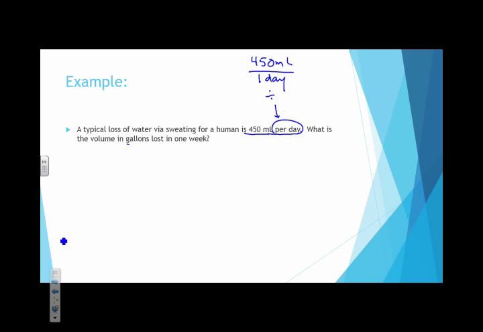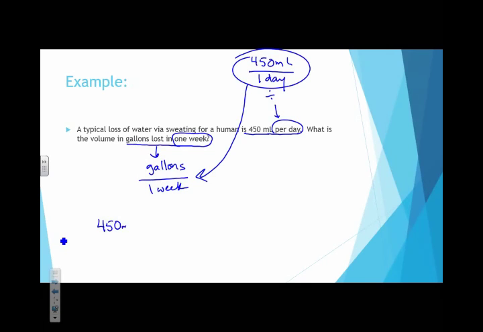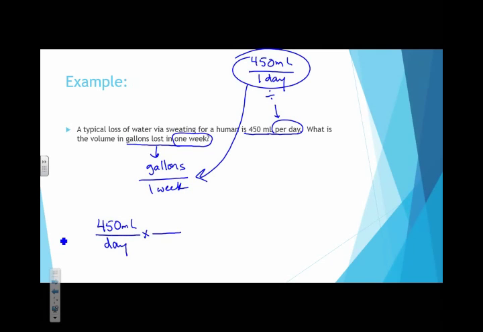And then it asks me to figure out the gallons lost in 1 week. So really this is gallons per 1 week. So the problem is asking me to take this value and turn it into those units. This is a compound unit conversion. So I have 450 milliliters per day, and I need to get to gallons, and I need to get to weeks.